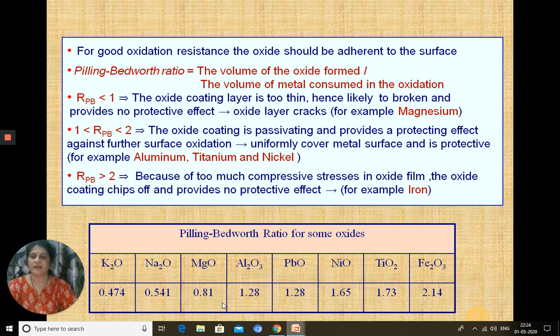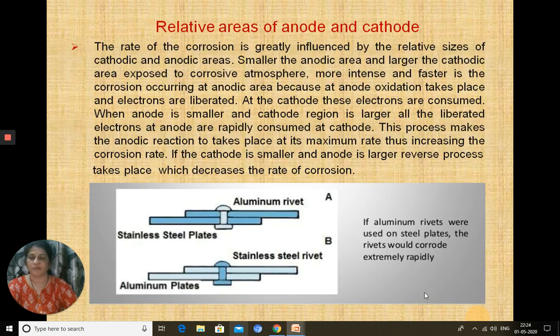So these alkali and alkaline earth metals have a Pilling-Bedworth ratio less than 1, so they form a non-protective layer. Here you can see aluminium, lead, nickel and titanium. The value is between 1 and 2, so they form a protective layer, and iron has 2.14, so the chips fall off and will not protect the metal from further corrosion. So the nature of the oxide film is a very, very important point.